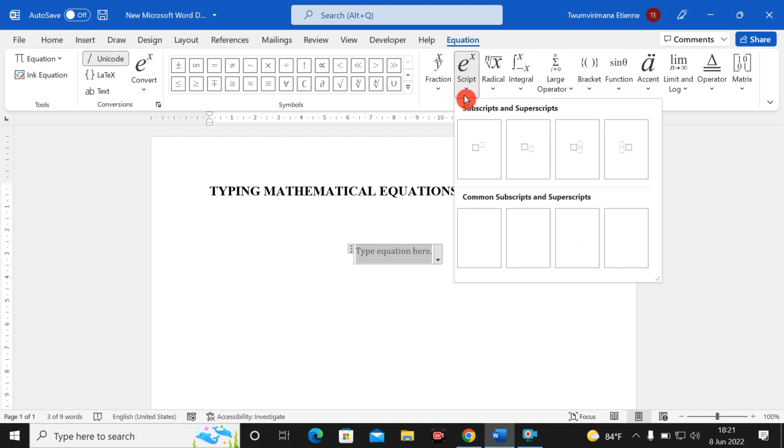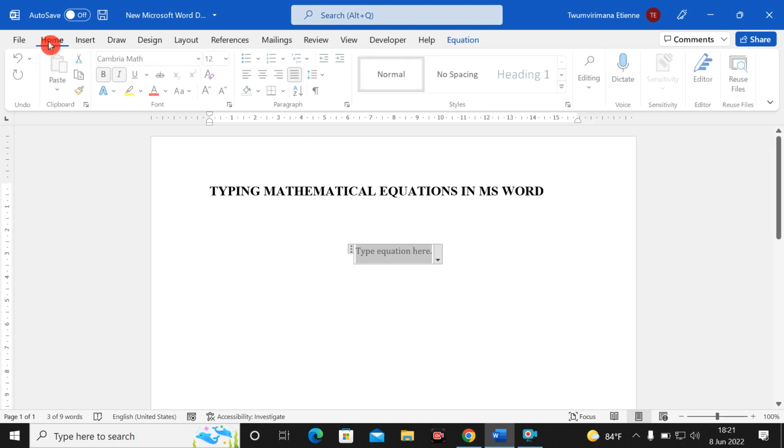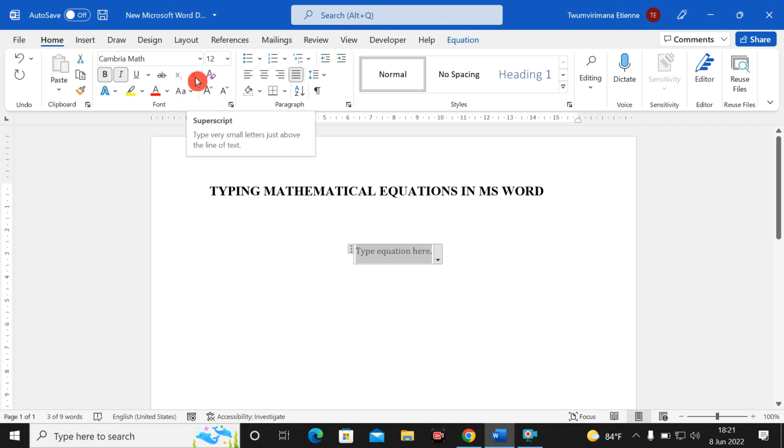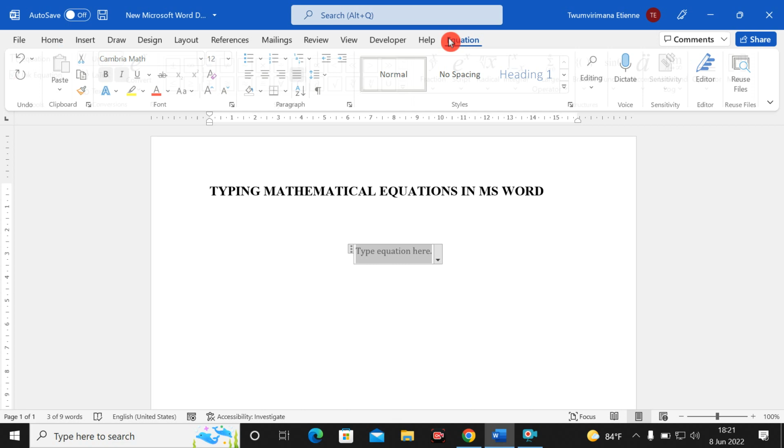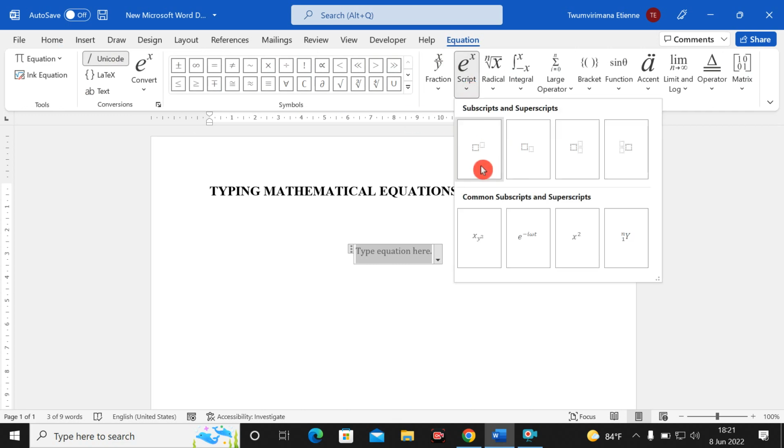And here you see we have Script, for when we want to type superscript. Now when we are typing in mathematics, there is no need to go to Home where you have x power 2 to type squares or superscript. That is not for a mathematical equation. We just move to Equation and use Script. Here we have superscript, subscript, subscript-superscript, and left subscript and superscript. Here we have the common scripts and superscripts.